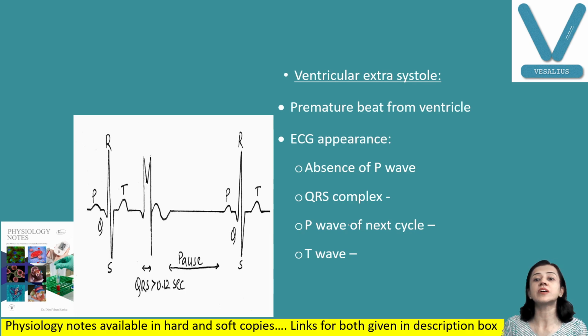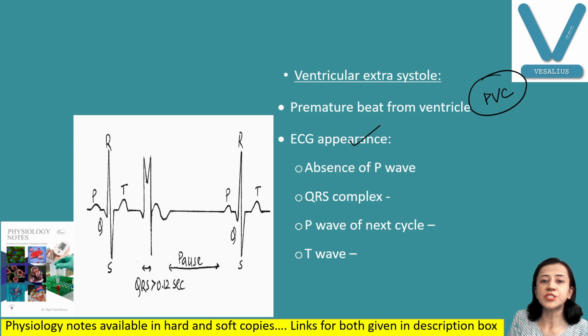Second is if the extrasystole is in the ventricle. A premature beat originating from the ventricle is known as ventricular extrasystole, also known as PVC, premature ventricular contraction. Now what are the ECG changes when the extrasystole is from the ventricle? We have absence of P wave.